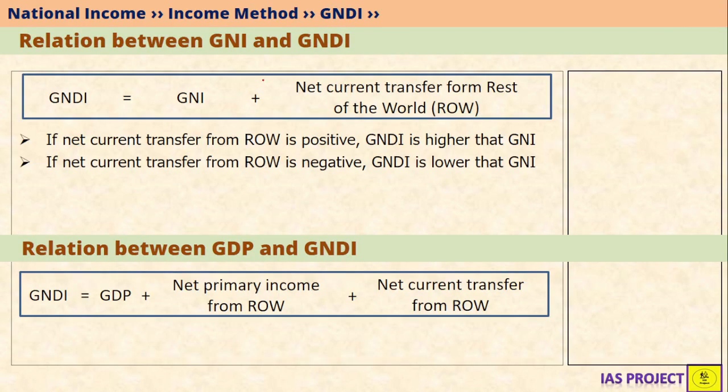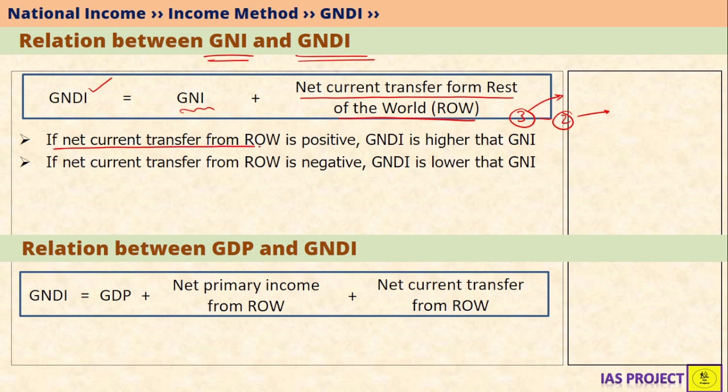Let's see what is the relationship between gross national income and gross national disposable income. We have already seen this expression before. Gross national disposable income is nothing but gross national income plus net current transfers from rest of the world. As we have seen in our previous slide, it is basically 3 minus 2. So whatever is coming in minus whatever is going out.